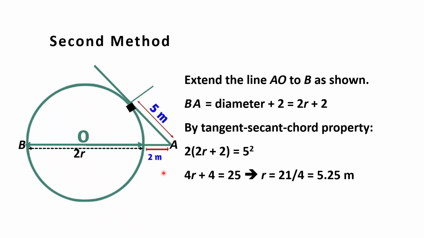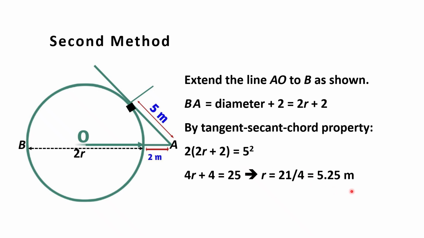Now we get 2 into 2R plus 2 equal to 5 square. That is 4R plus 4 equal to 25. So R equals 5.25. So again we are getting 5.25. By the tangent secant property, 2 meters into this 2R plus 2 meters should be equal to the square of 5 meters. So 2 into 2R plus 2 will be equal to 5 square.